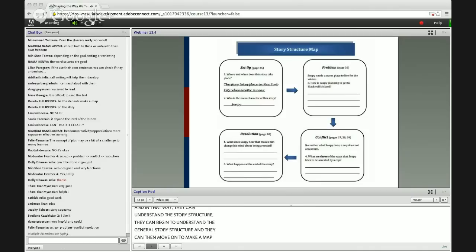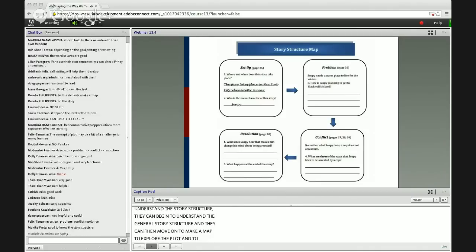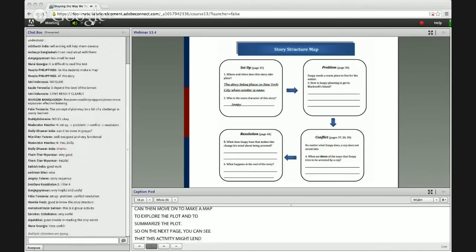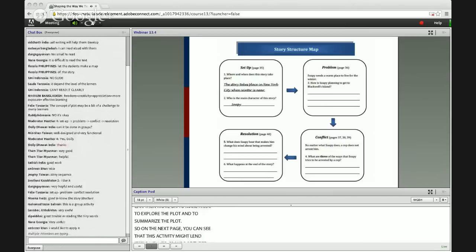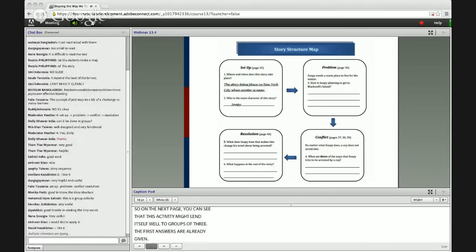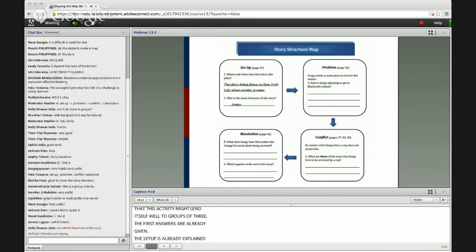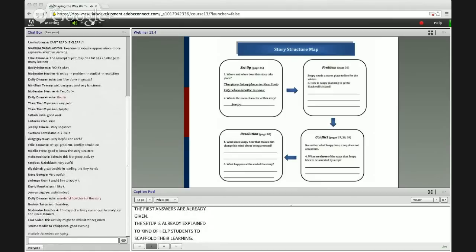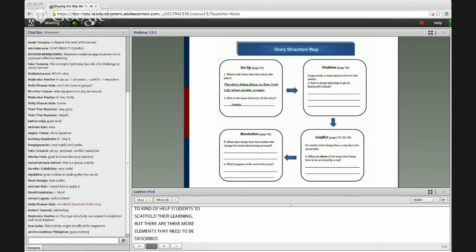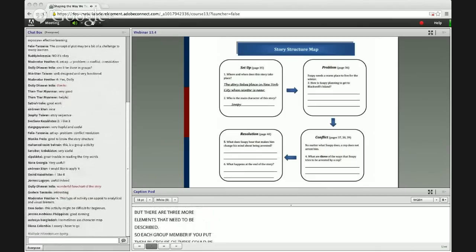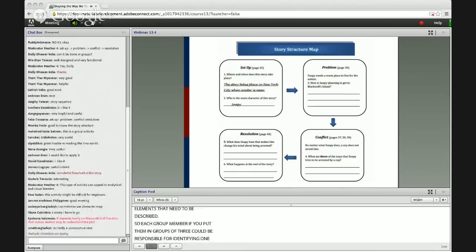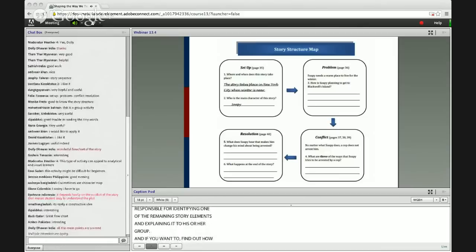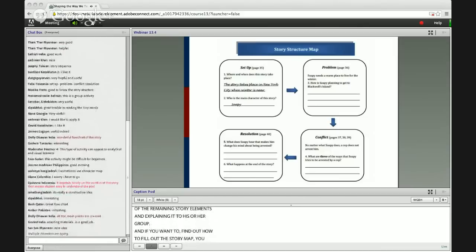So on the next page, you can see that this activity might lend itself well to groups of three. The first answer is already given. The setup is already explained to help students scaffold their learning, but there are three more elements that need to be described. So each group member, if you put them in groups of three, could be responsible for identifying one of the remaining story elements and explaining it to his or her group. And if you want to find out how to fill out this story map, you either have to go read the story and try it for yourself, or you can check the answer key that's available on the website.